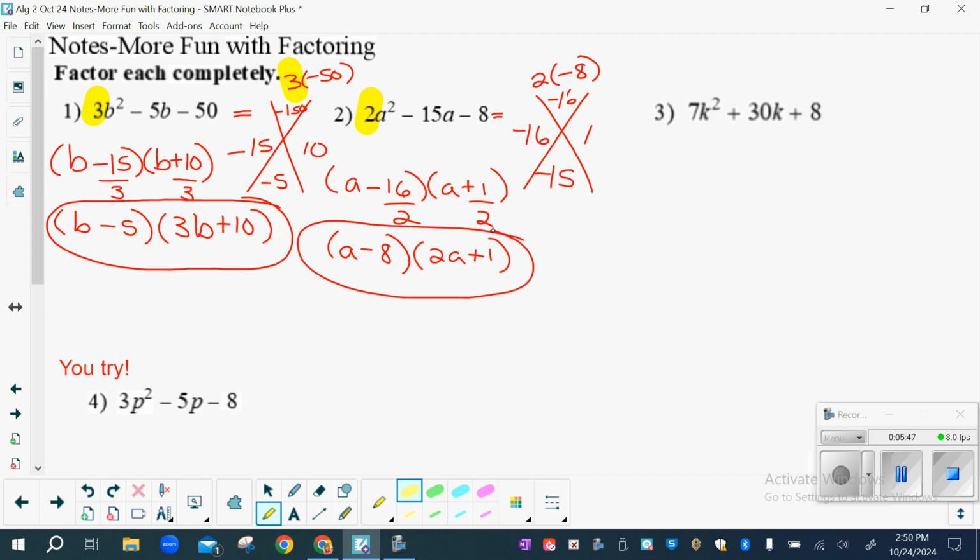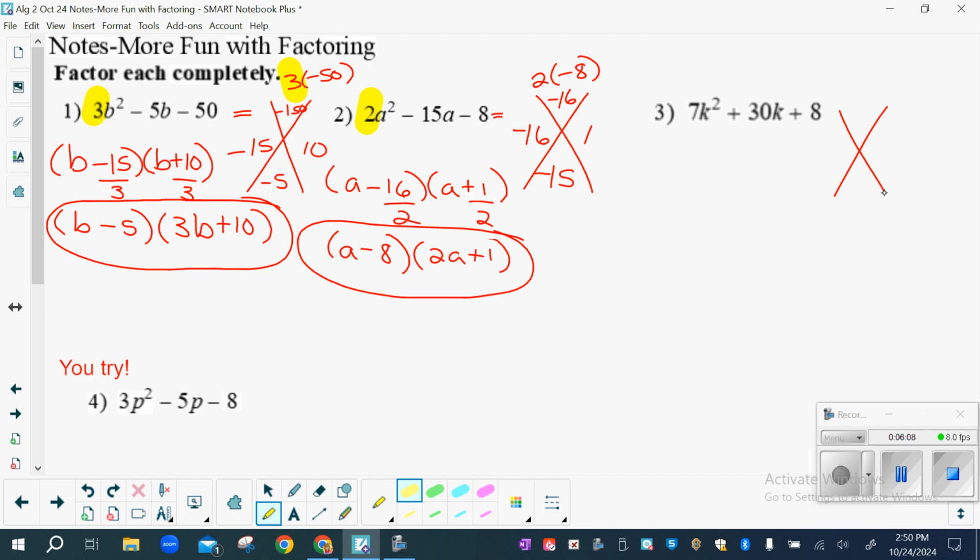Some of my students in my other classes were using the box. That's fine. I don't care if you did that. Some of them were using something a little bit modified from this. I don't think I had anybody use guess and check, but it's possible they did. Okay, so let's do one more.